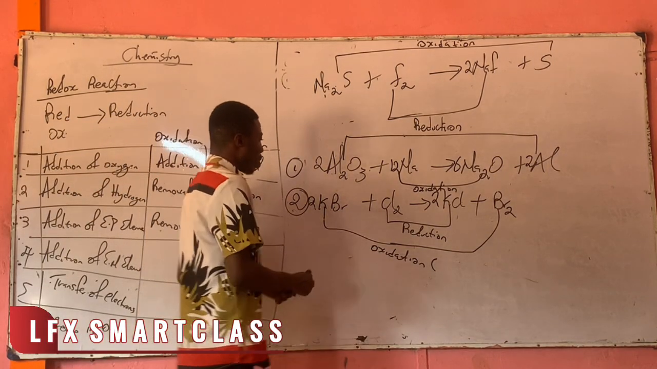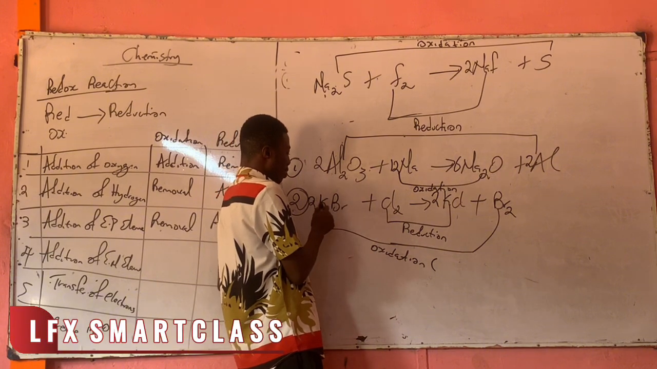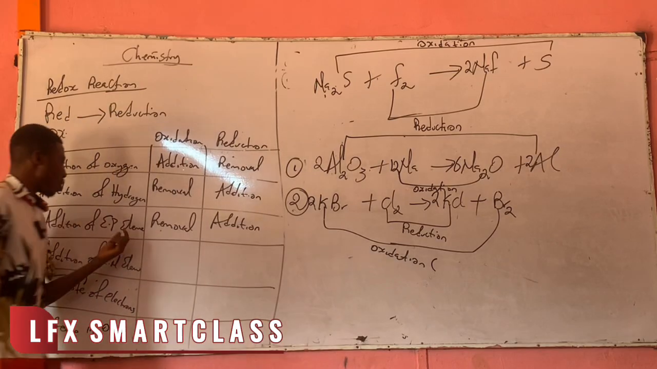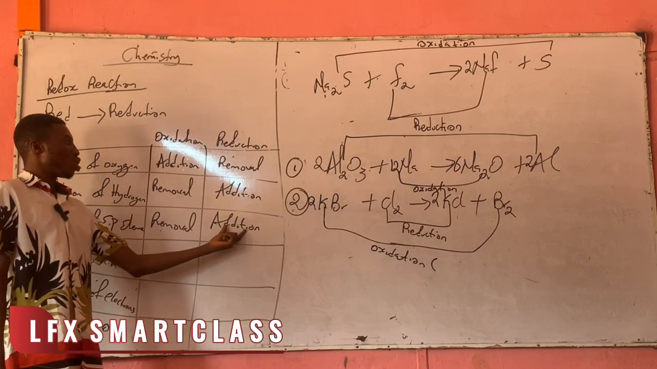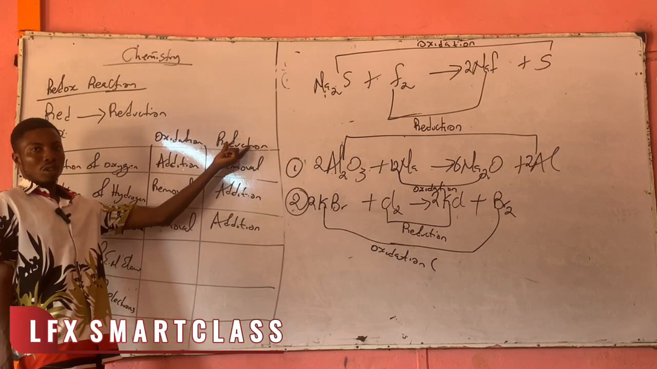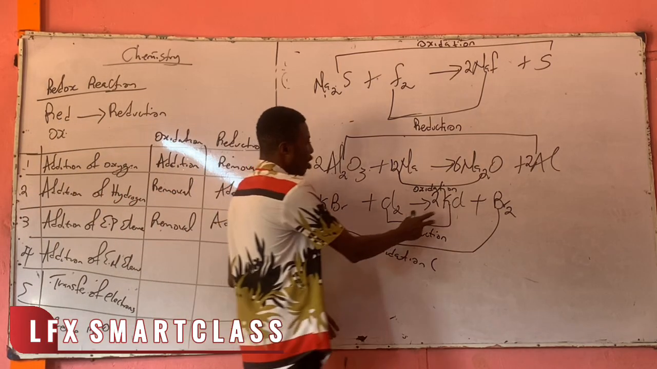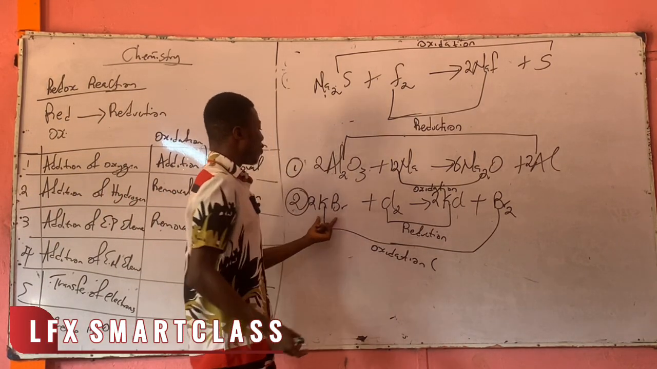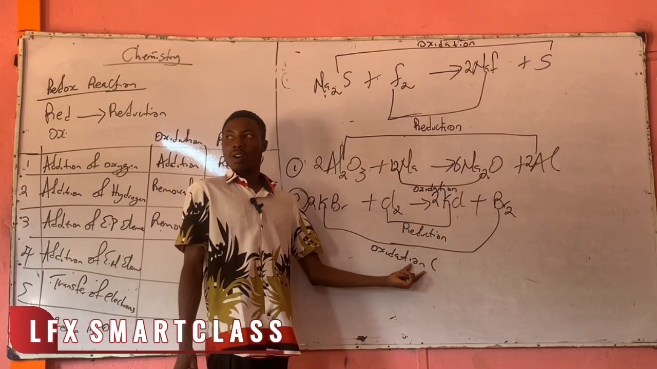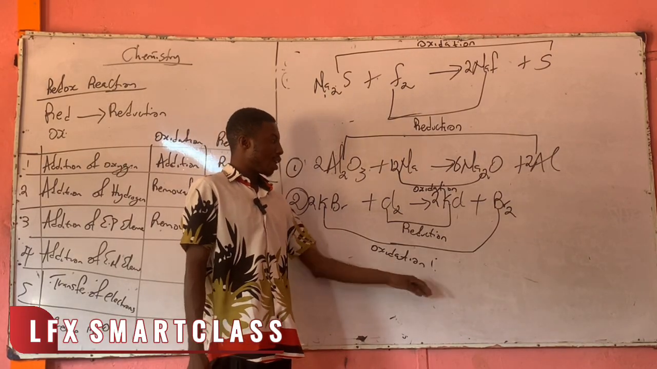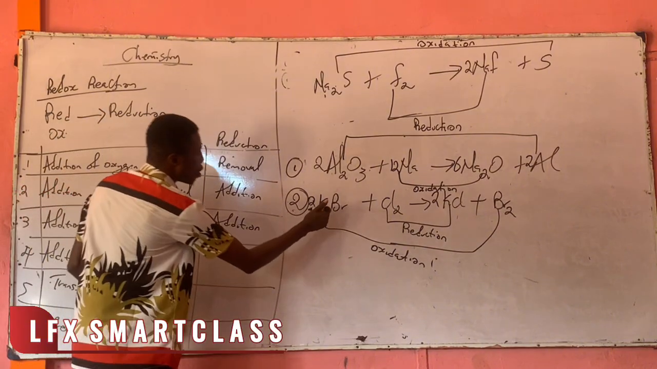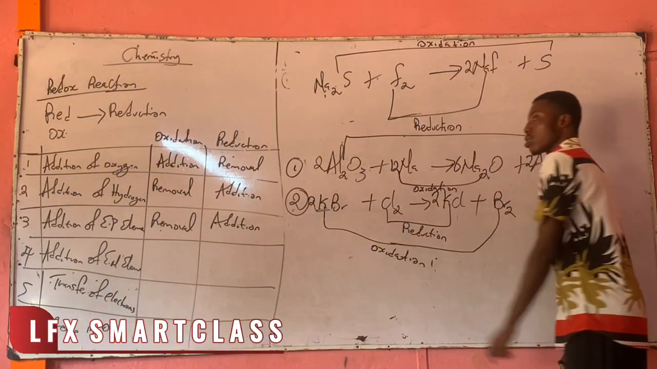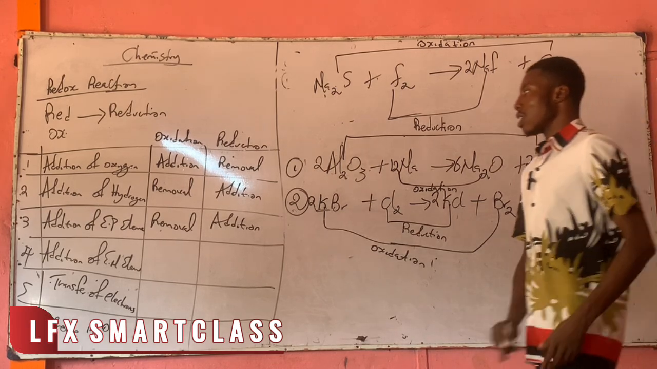The second one is the addition of electropositive elements. Whenever you add electropositive elements, it's always reduction from what we saw here. Addition of electropositive elements is reduction. Now, if we remove electropositive elements, it turns to what? Oxidation, which you saw here. So we remove the electropositive element, the metal, from here, it turns to what? Oxidation. That's about that. So let's carry on.